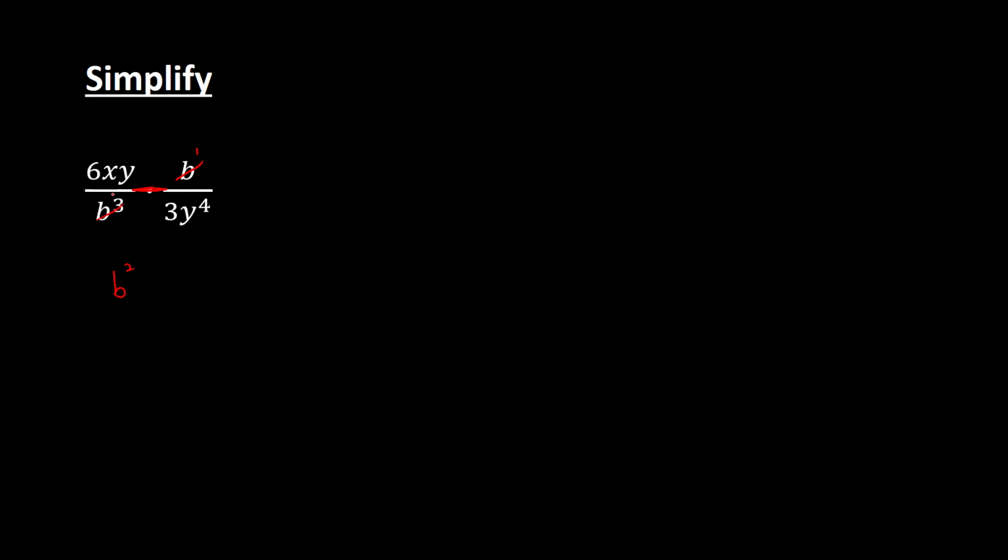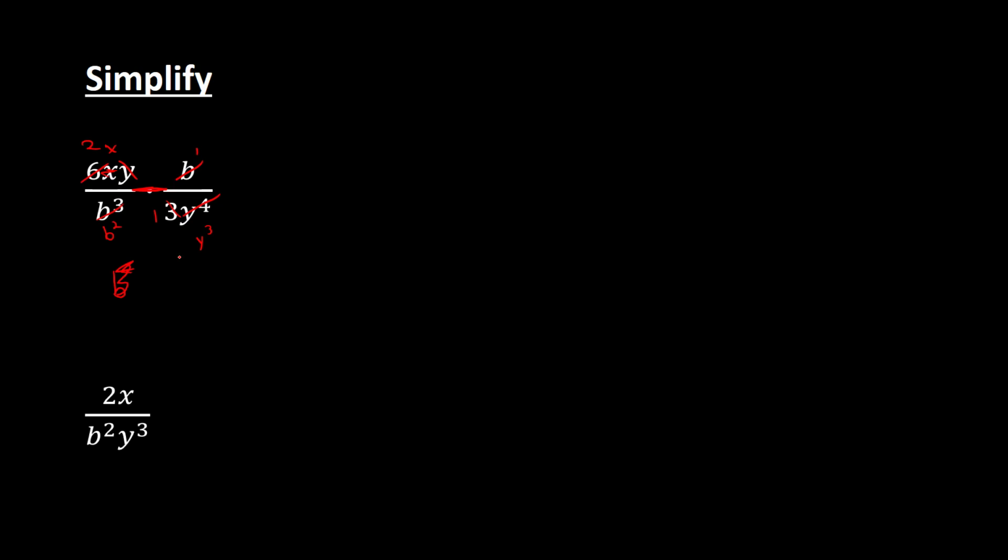And then the 6 and the 3 can cancel. I'm left with a 2 over 1. And then the y and y to the fourth can cancel. I'm left with y to the third. I'm going to write the b squared up here a little closer. So now what I have is going to be 2. Don't forget the x right there, right, 2x. And then over b squared times y to the third. And that is my solution.